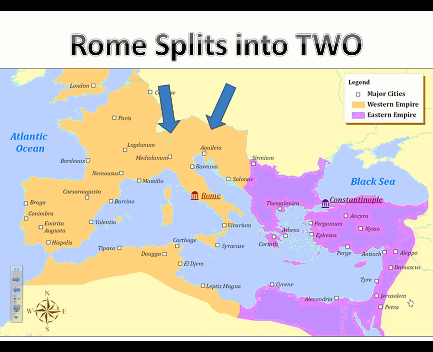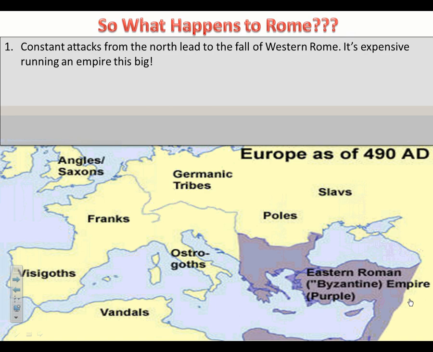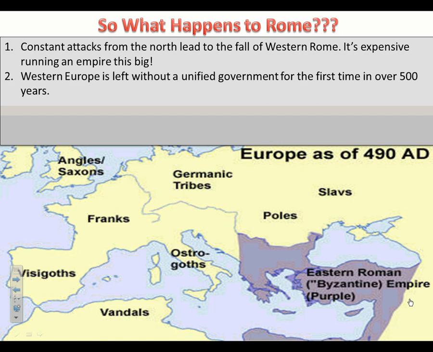And if you remember, Rome had a lot of problems towards the end, and a lot of different groups were trying to invade and conquer Rome. Some of those groups include the Franks, the Turks, the Visigoths, and the Vandals. Again, as a quick recap, constant attack from the north led to the fall of the Western Roman Empire. It's expensive running an empire this big. Western Europe was left without a unified government for the first time in over 500 years, so it was in shambles. This period is known as the Middle or Dark Ages.